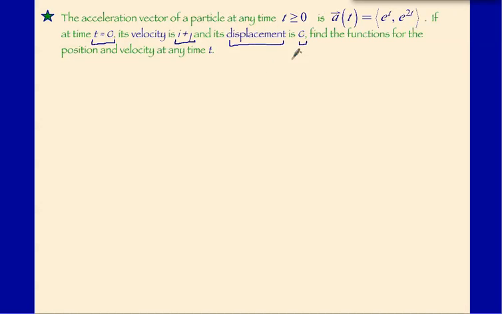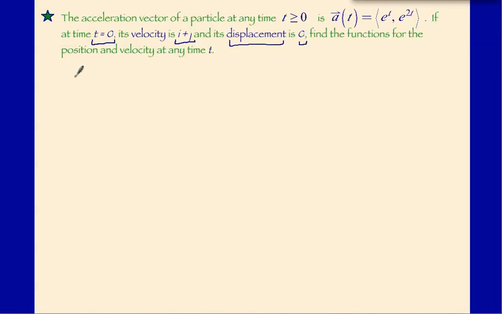And because when you integrate you have the constant of integration, they've given us initial conditions. At time t equals 0, velocity is i plus j, and at time t equals 0, position is 0. So we'll use these initial conditions to solve for the constant of integration as we go backwards, integrating backwards to those functions.